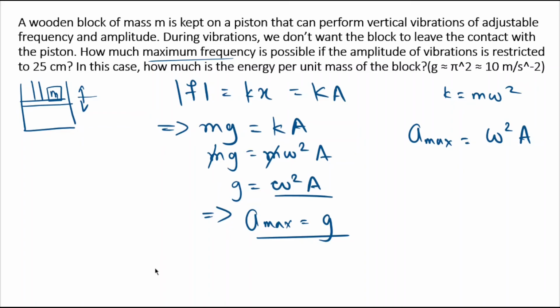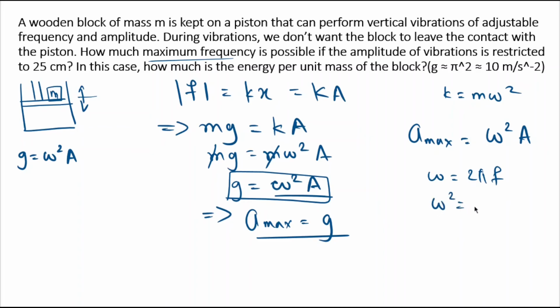But we don't want the acceleration, we want the maximum frequency. So from this expression we can calculate omega, and from omega we can calculate the maximum frequency. g is given to us as omega square A, and in the question they have mentioned to take g as 10 meter per second square. So instead of calculating omega and then calculating frequency, we can directly say that omega is equal to 2 pi f, which implies omega square will be 4 pi square f square.